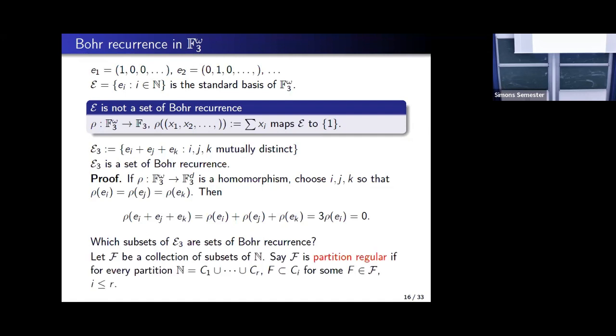Okay. But to answer this question, let's look at a collection of subsets of the natural numbers. We'll say F is partition regular if for every partition of the natural numbers, there is an element of the collection contained in one cell of the partition. And now you can sort of see that this is relevant to this pigeonholing idea here.